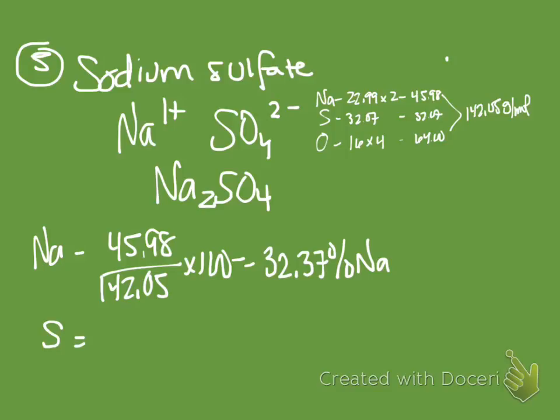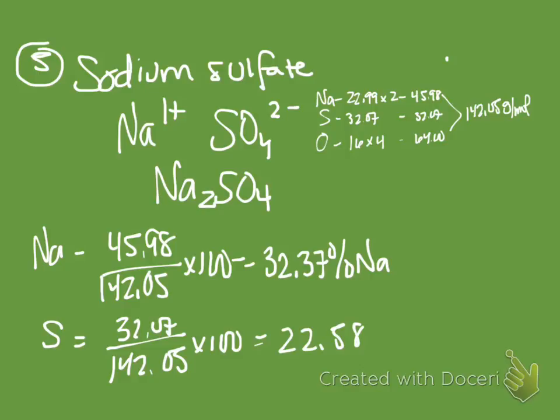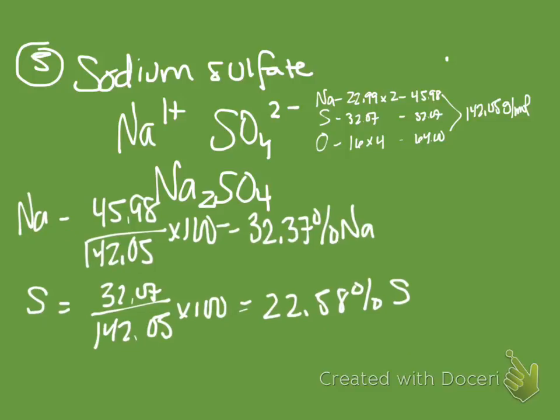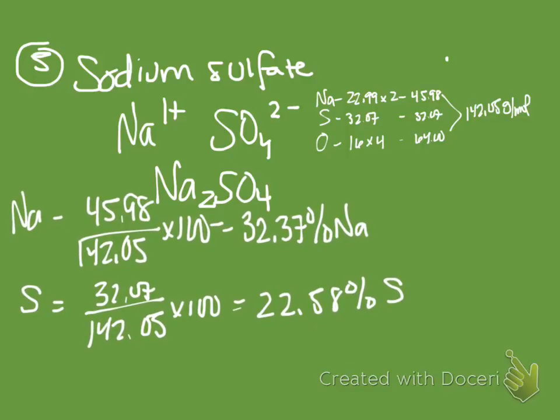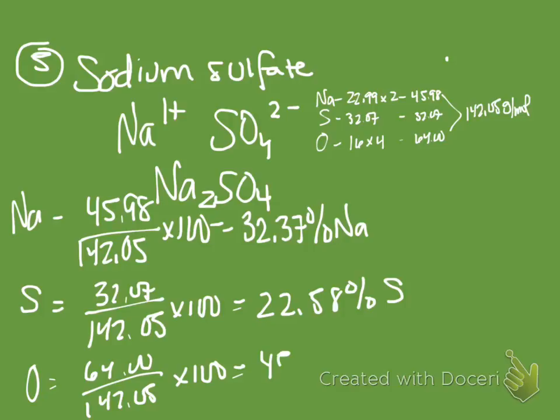For sulfur, we have 32.07 divided by 142.05 times 100, we get 22.58% sulfur. And last but not least, we've got one of our favorite gases, oxygen. We have 64 divided by 142.05 times 100. We get 45.05% oxygen.